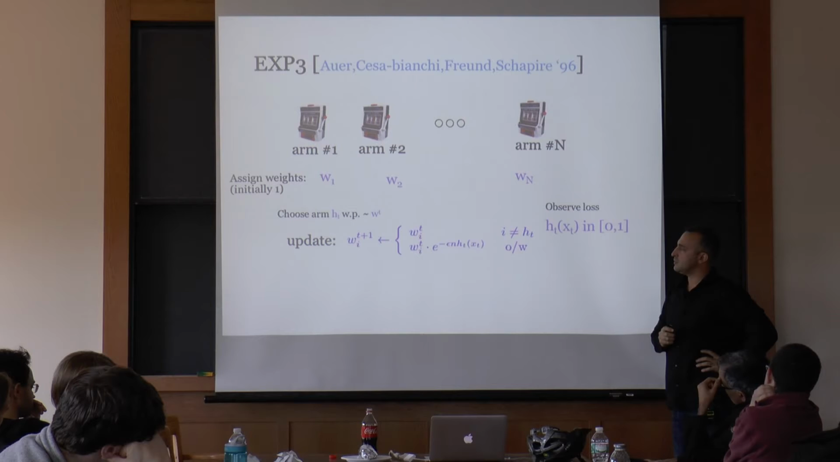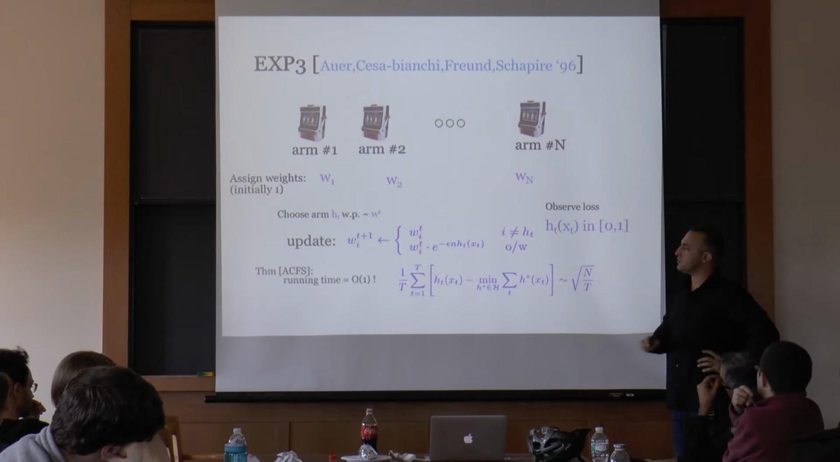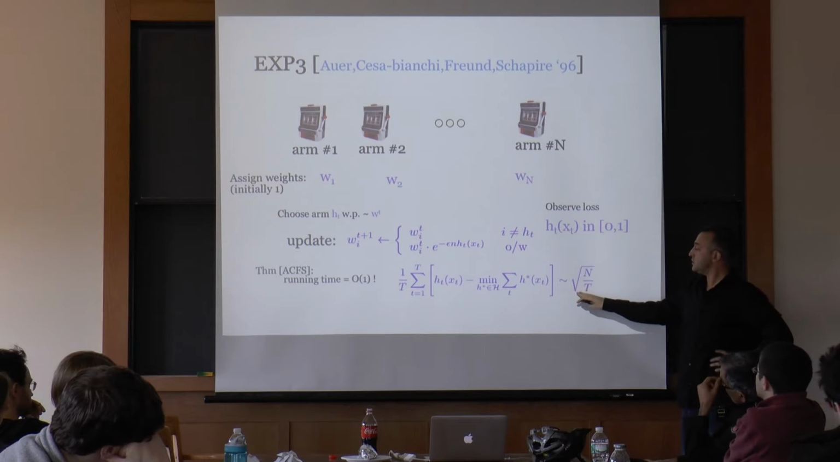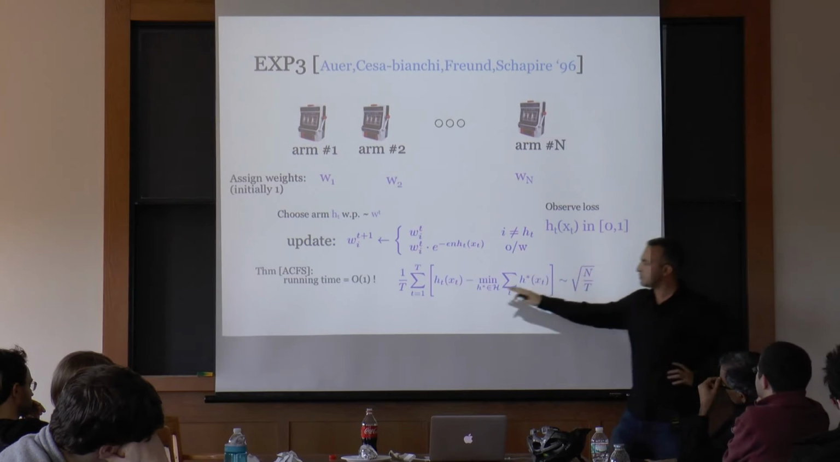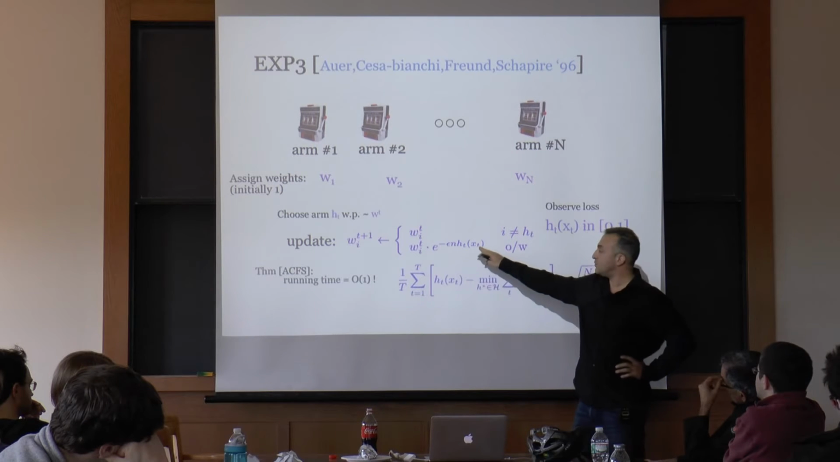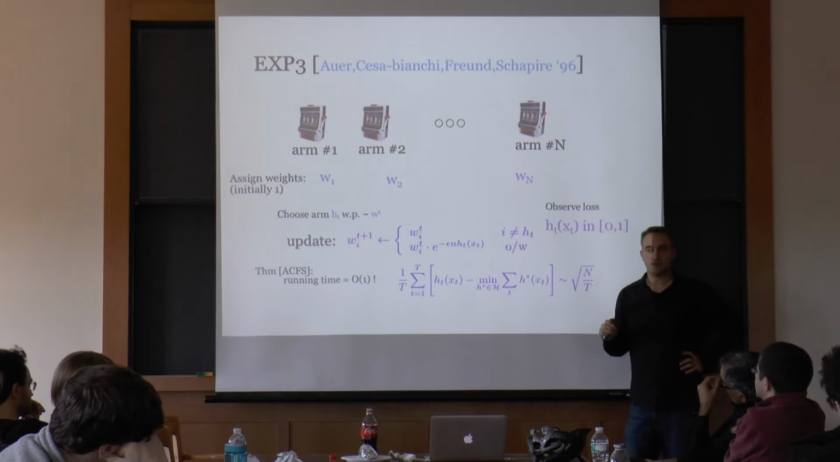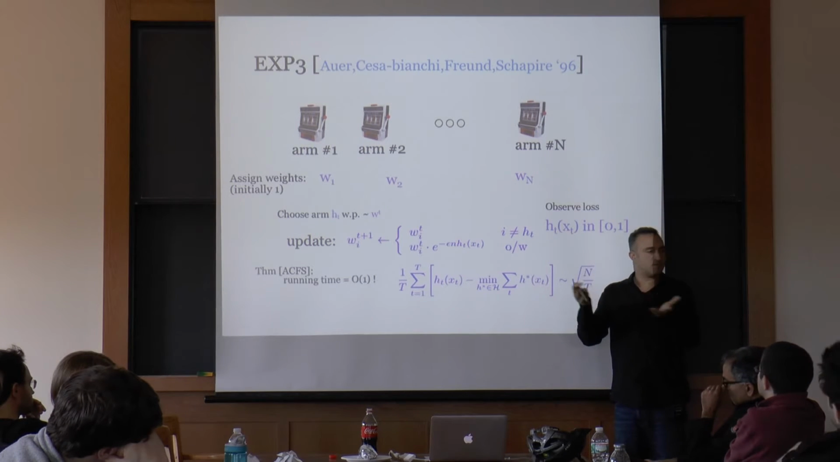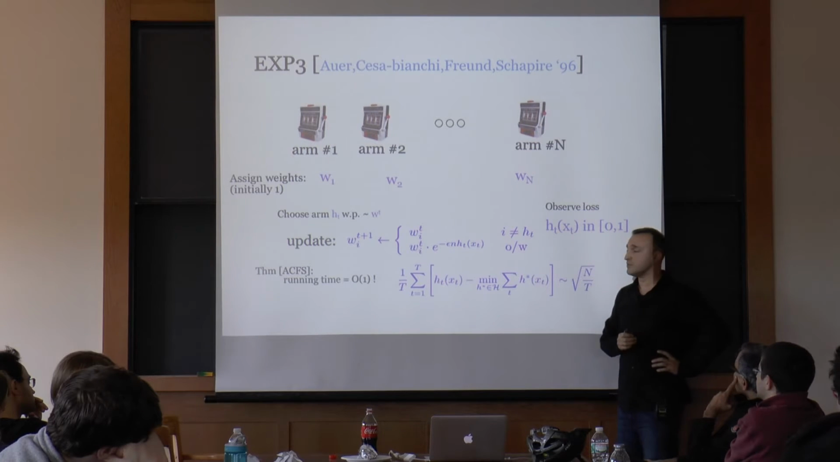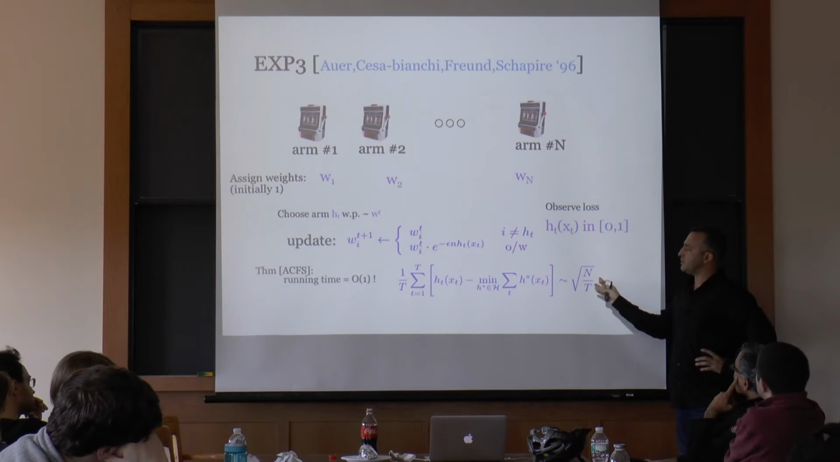So this simple algorithm contains the following amazing guarantee. The regret goes to 0 at this rate, root of n over t. n is the number of arms, t is the time. And furthermore, the running time is constant, right? So all you have to do every iteration is update one weight. That's it. And of course, you have to resample. So maybe you need to maintain some kind of data structure for sampling, but that's also easy. Okay, and this is known to be tight also. So this is a very beautiful result.